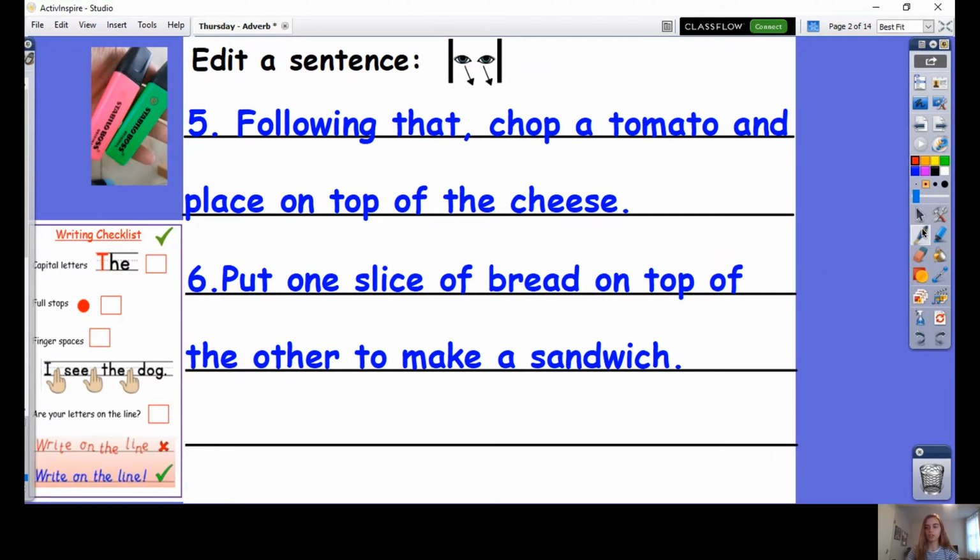Let's go through our writing checklist and make sure we have everything. Have we got capital letters? Yeah, capital F, capital P for the start of our sentences. Have we got full stops? We need full stops at the end of our sentences. We have one after cheese and one after sandwich. Excellent. Do we have finger spaces? Yeah, I can see between each word I have a finger space. And are your letters on the line? Yes, all my letters are on the line and I don't have any floating letters or alien letters. Fantastic.